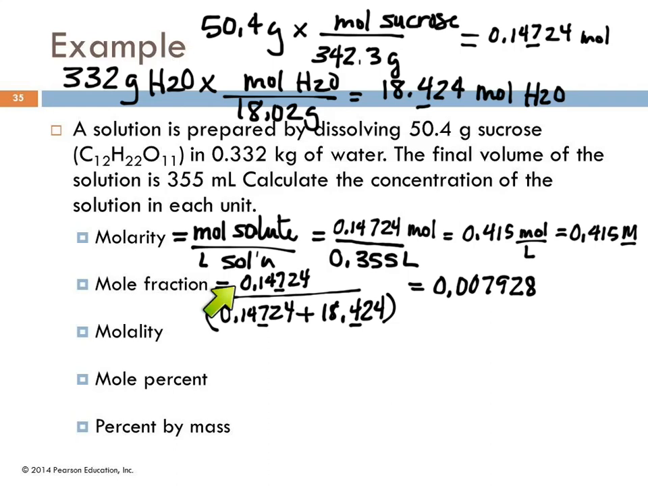So the numerator has 3. The denominator, we're not sure, because that's adding. So the 18.424 plus the 0.14724 gives me 18.57124. The uncertainty is largest in this number. It's in the tenths place. So the sum there is 18.5 is the last digit. That's significant. That's also 3 sig figs, and so we can round this to 3 significant figures. So the mole fraction is 0.00793.